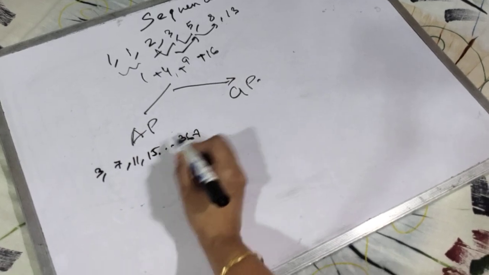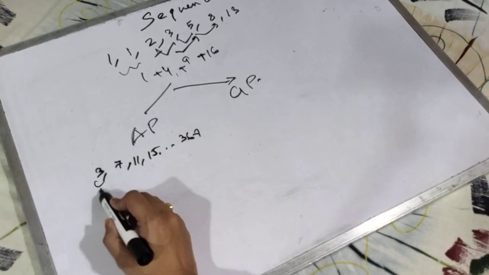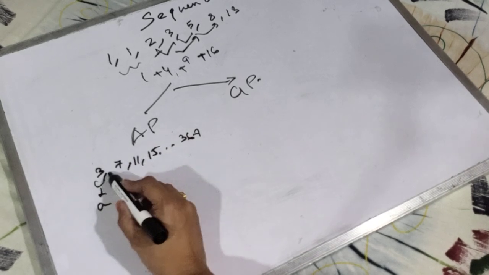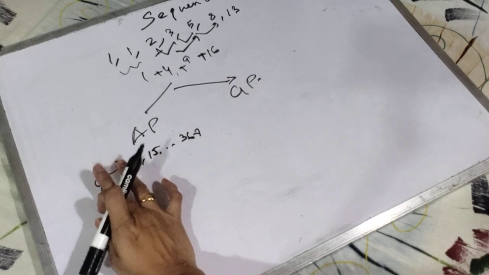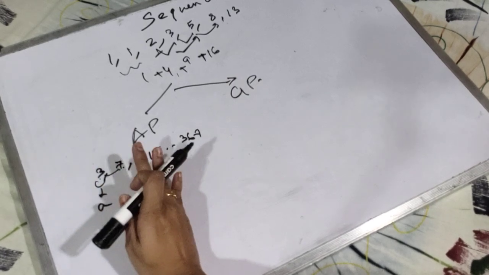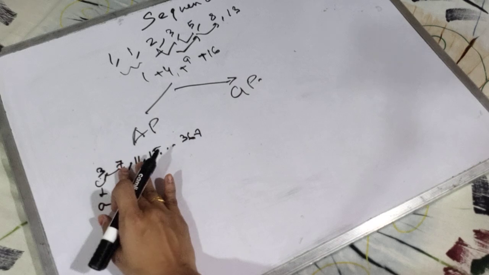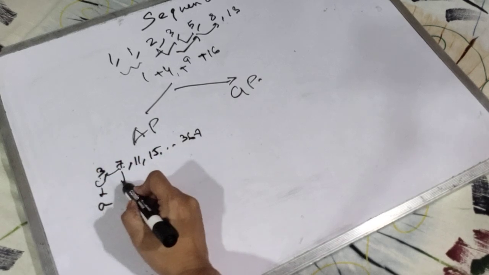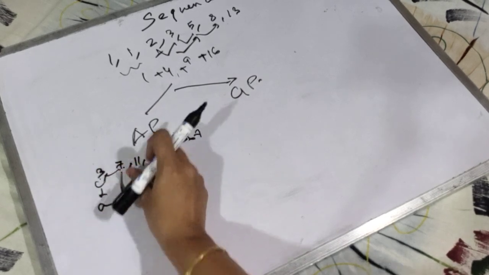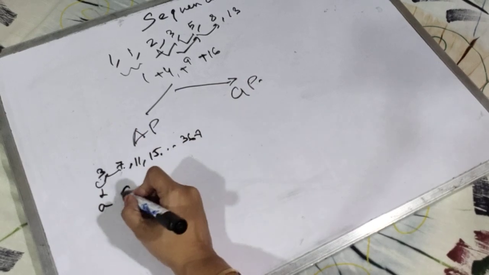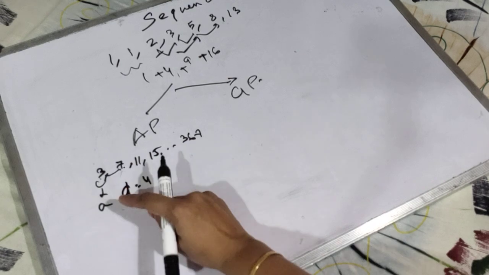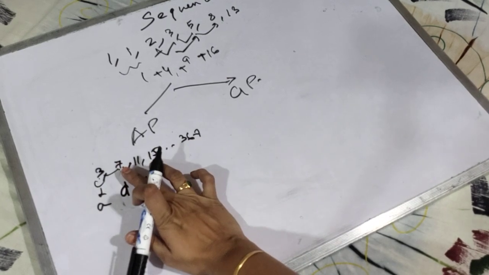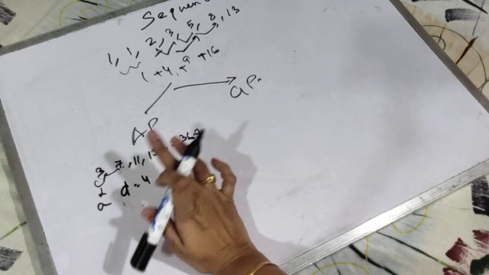So what do we see? This is my first number, which is written as A. Now if I subtract these two numbers, 7 and 3, of course the first number from the second number, never the second from the first, so B minus A, that is 7 minus 3, is 4. So D is 4. Similarly, I have to check that the difference is the same throughout. So 11 minus 7 is 4, 15 minus 11 is 4.